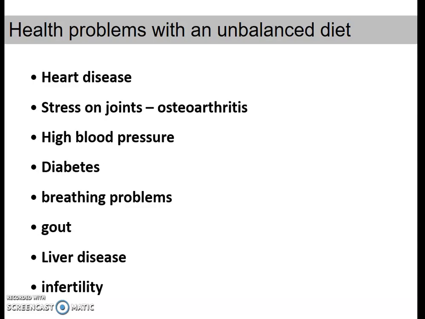By balanced diet I mean having the correct amount of nutrients in there, so your carbohydrates, proteins, fibre, making sure that they are in the correct amounts that you should be having. And not going over those calories as well. So things like heart disease, causing stress on your joints, so osteoarthritis could be a result of that, high blood pressure, diabetes, breathing problems, gout, so that starts to affect your bones, liver disease and infertility. Now that is something that some people aren't aware of, but when you do have an unbalanced diet it can cause problems with fertility, which means having children.